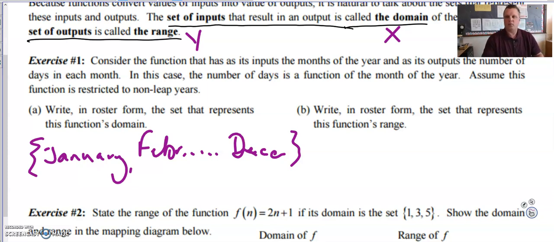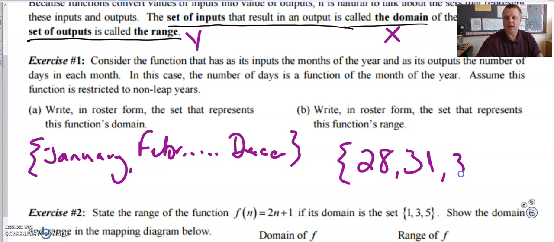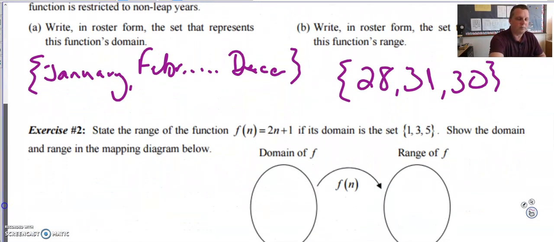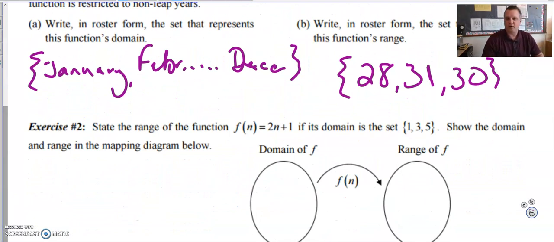And then write in roster form the set that represents the function's range. So in February, we have 28 days. In January, 31. April, we have 30. Maybe you can ask me in class how to figure out the days in each month. There's a little trick that, if you ever get into accounting or some other business, you might have to know. Remind me to do that in class if I forget.